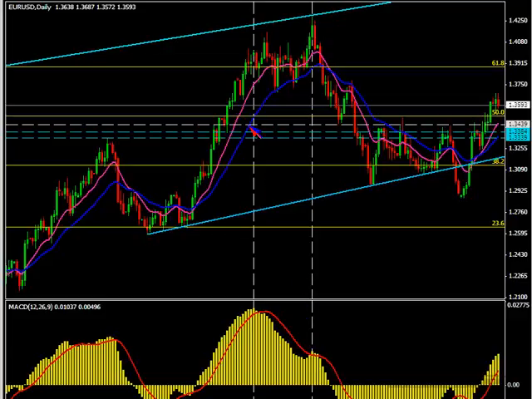telling us that the 26 exponential moving average, the blue line, seems to be getting closer and closer to the 12 moving average.